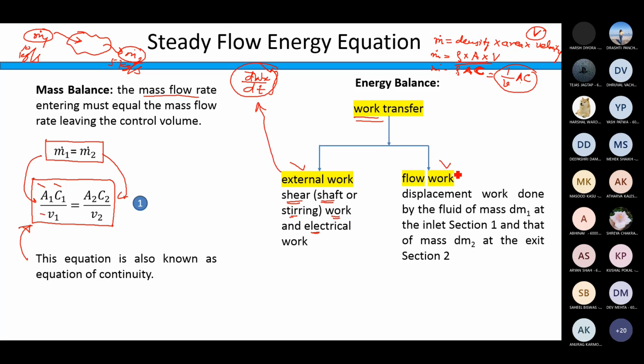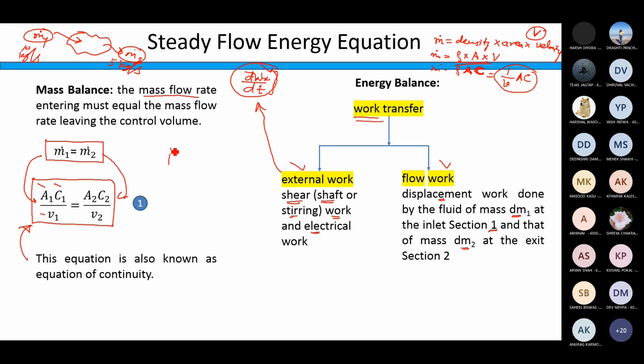And now the flow work. Now what is flow work? Just read the statement. So displacement work done by the fluid of mass dm1 at the inlet section 1 and that of the mass dm2 at exit section 2.